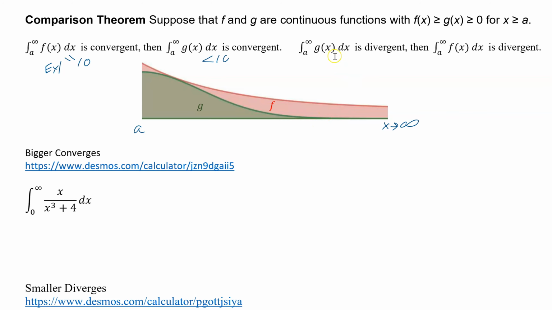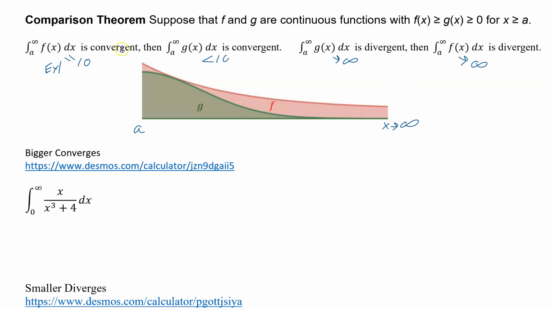And the opposite way of thinking about it is if g is divergent, so this one goes, say, to infinity, and f is bigger than g, well, guess what? It has to also go to infinity because it's bigger. So if it's bigger, then it has to diverge.